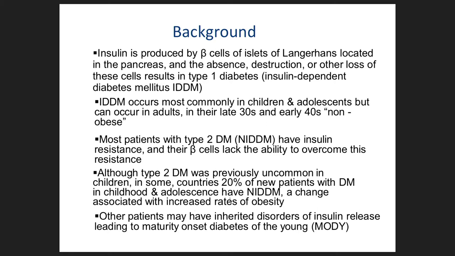Type 2 diabetes can happen in children, but most importantly, these children or adolescents should be obese. So if you face a child or adolescent with diabetes who is obese, think of type 2 diabetes, because type 2 could happen also in children, not necessarily only in adults. There are other inherited forms of diabetes that could happen in children and adolescents, called MODY. MODY is an abbreviation of maturity onset diabetes of the young.